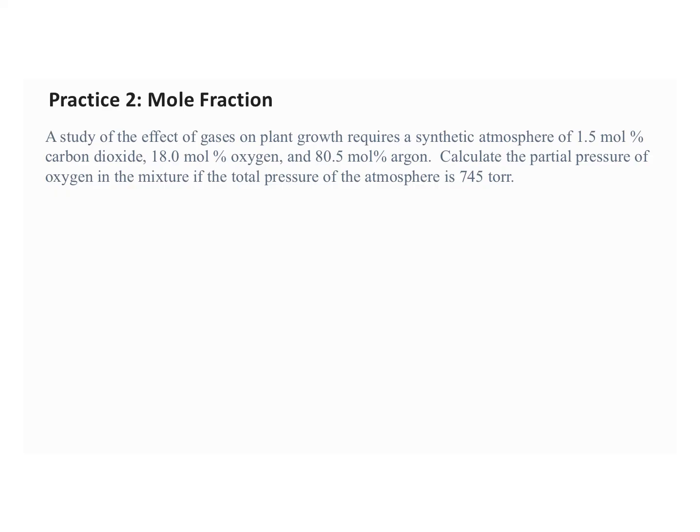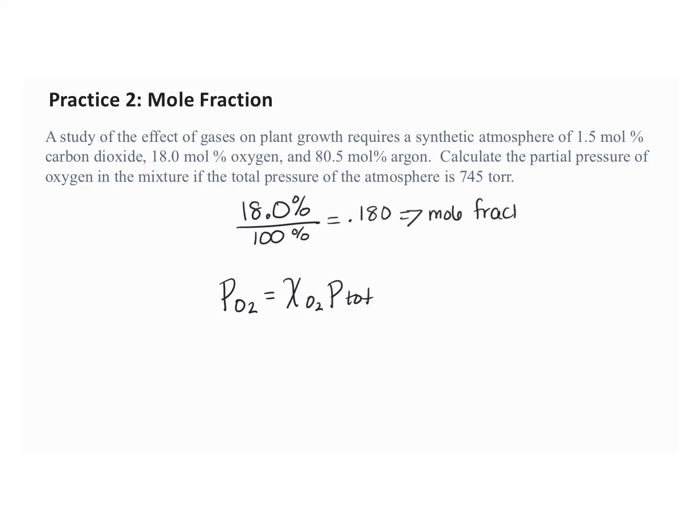So we're interested in the pressure of oxygen. That's the partial pressure of oxygen. So we're looking at the pressure O2. And we can relate this to the mole fraction of O2 if we multiply the mole fraction of O2 by the pressure total. So how do we go about getting the mole fraction of O2 when we're given mole percent? Well, all you need to do is divide by 100 to get rid of the percent. So we have 18%. We'll divide it by 100%, and that gives us 0.180, and that is our mole fraction.